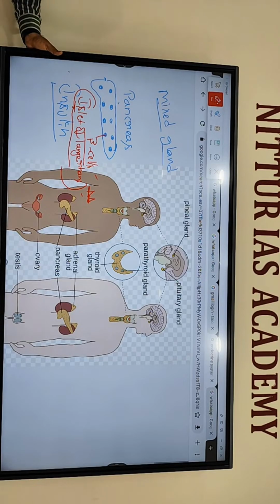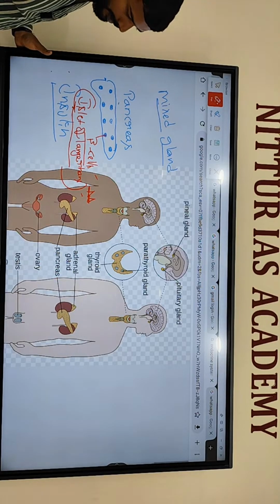The function of insulin is maintaining blood sugar level. Glucose level it will maintain. Insulin, right? If the sugar level rises, the condition is called diabetes. Diabetes, right?